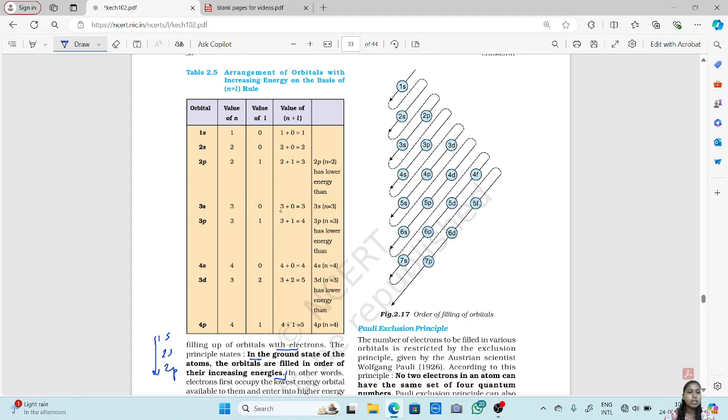Orbital 1s: value of n is 1, value of l is 0. So value of n plus l is 1. So this you know. So 2p has lower energy than 3s. So 3p has lower energy than 4s. Like this the energy levels are arranged.